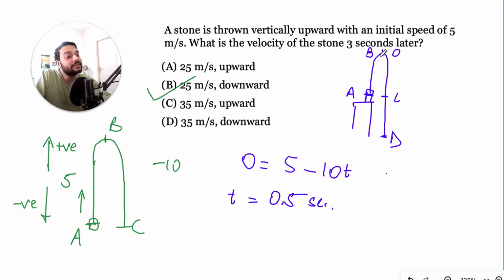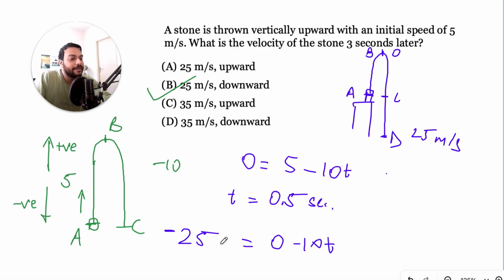That means in the next 0.5 seconds, it will complete the journey from B to C, but then it will continue going downwards. Because if we see at, let's say at point D, it's 25 meters per second downwards. Let's see how much time is taken from B to that point. So final velocity is 25, initial is 0. 25 is equal to 0 minus, and this will also be negative, minus 10t. If you see the t now, it's 25 over 10, which is going to be 2.5 seconds.